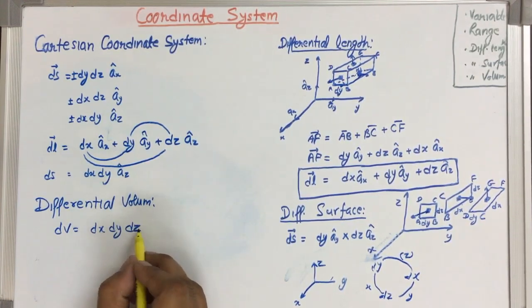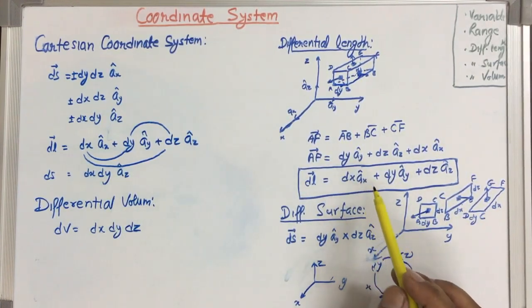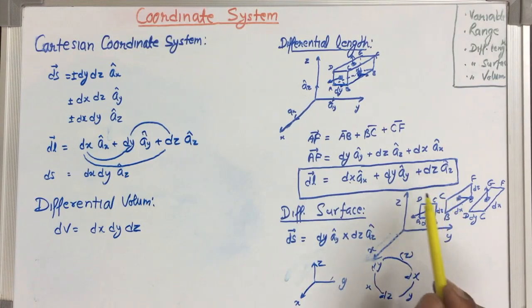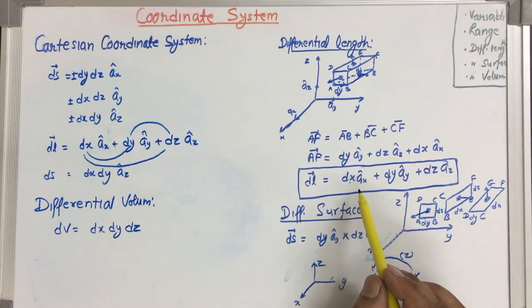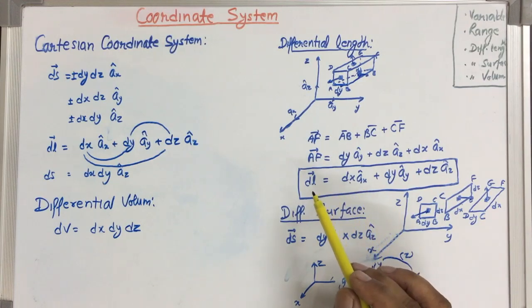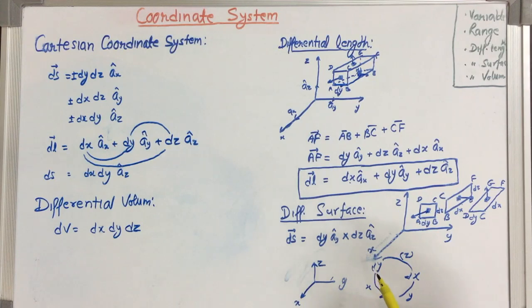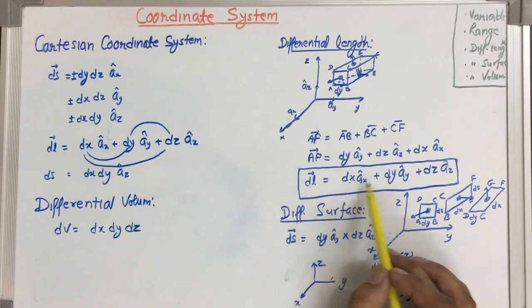And if you know the differential length, then from here you can find the differential volume just by multiplying all of them. Keep in mind how we can find the differential surface and differential volume from differential length. That will help us a lot in the case of different coordinate systems. So differential volume is just the multiplication of these three.